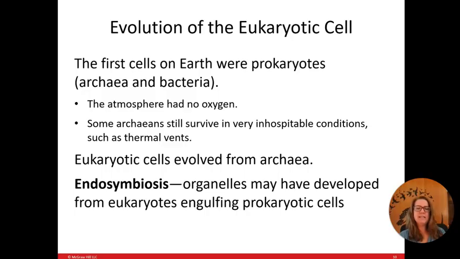Okay. When we take a look back into evolutionary history, what we see is that the first cells on Earth were prokaryotes, the archaea and the bacteria. So there's some interesting things that happened in the evolution of those cells to help them survive in those environments. And now that we have DNA technology, we have some pretty fantastic ways to study evolution. Through DNA technology, we can see that the eukaryotic cells are more closely related to the archaea than we are the bacteria.